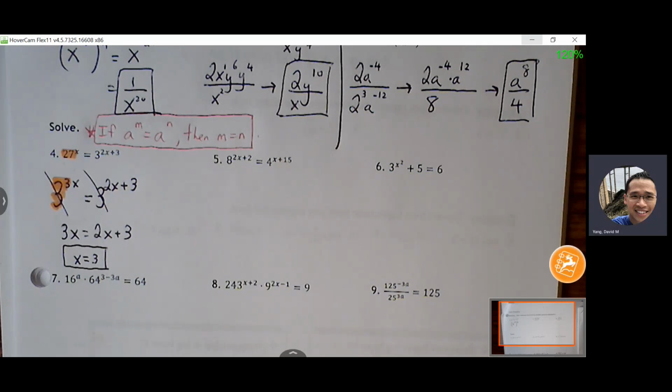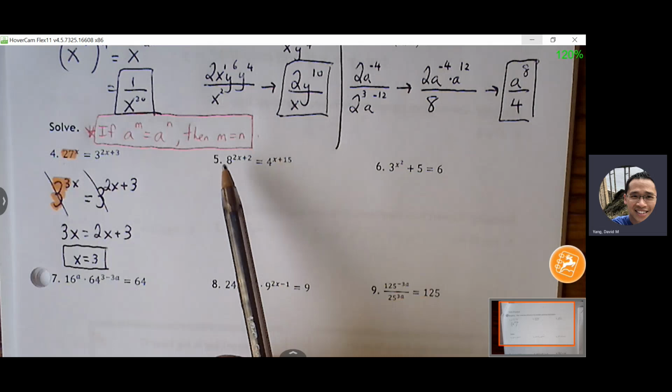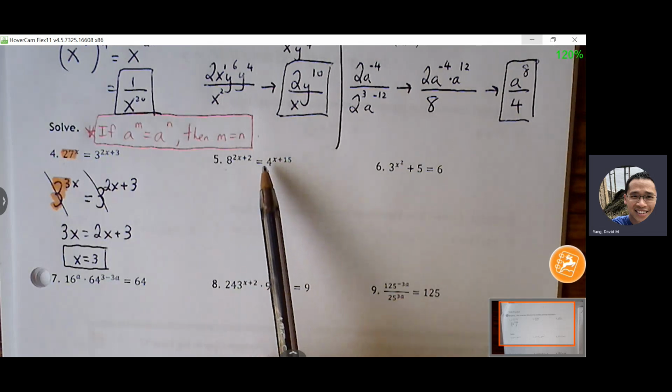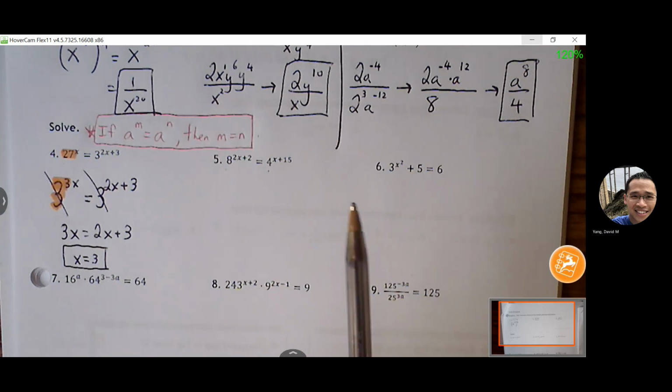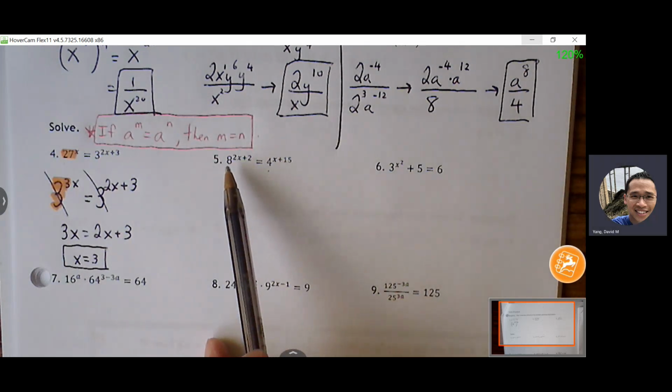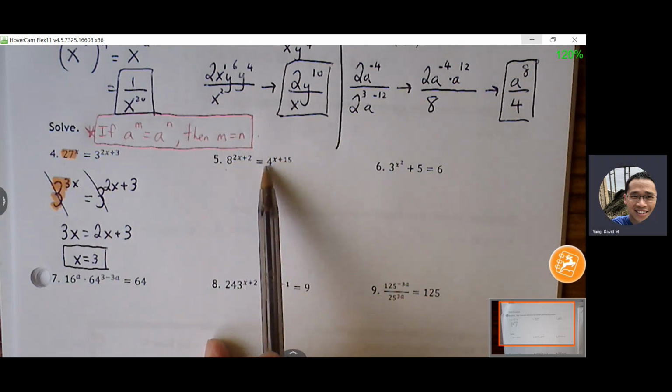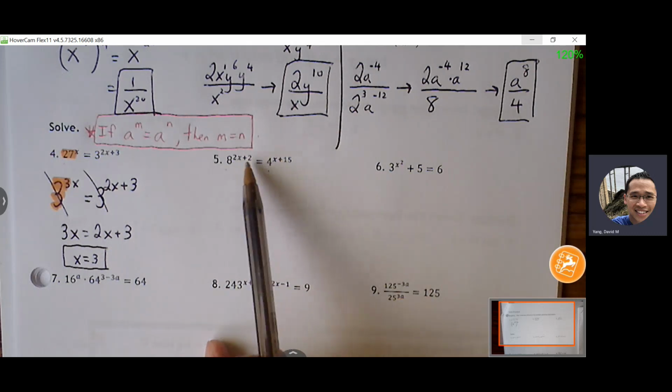Okay, now for number 5, we actually have to do a couple of changes because it's hard to represent 8 in terms of 4, right? 4 to what power is 8? It's not a power of 4, but maybe we can bring both of these numbers down to smaller numbers. What can we use?